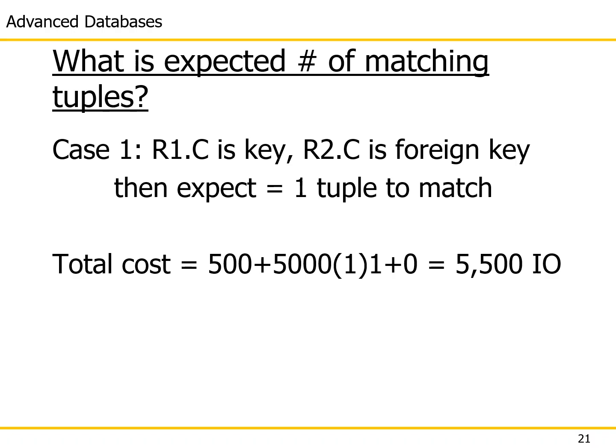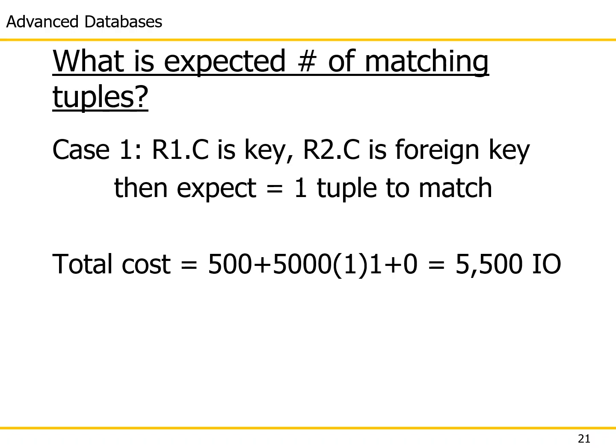If I go to the R1.C index and ask whether a value exists, I will be told yes, and I will be told there's only one of it because it's a primary key. It's unique. So I will always expect to get back an answer that has one match. That means the total cost is the following: 500 plus 5,000 multiplied by 1 multiplied by 1 plus 0.